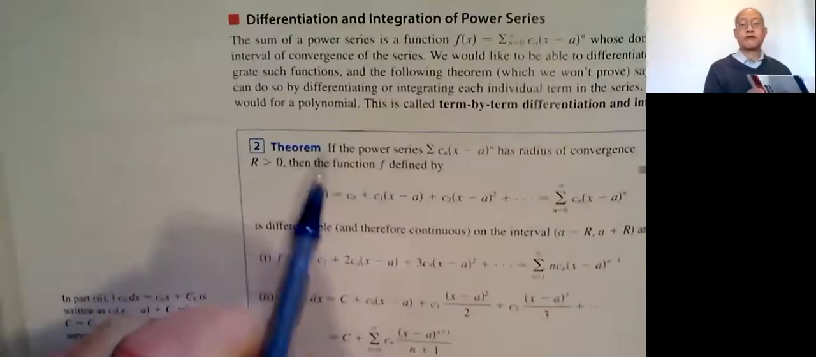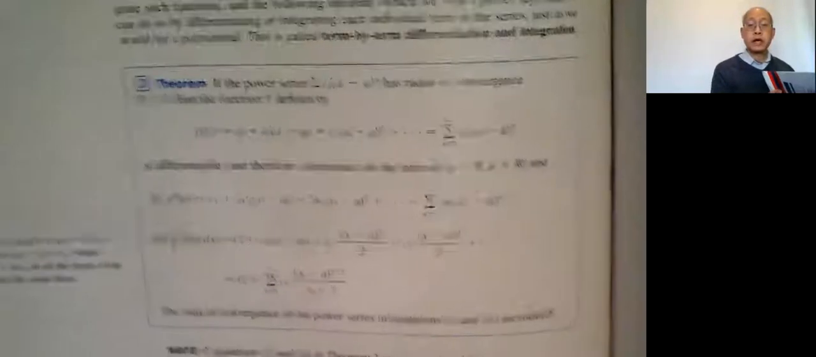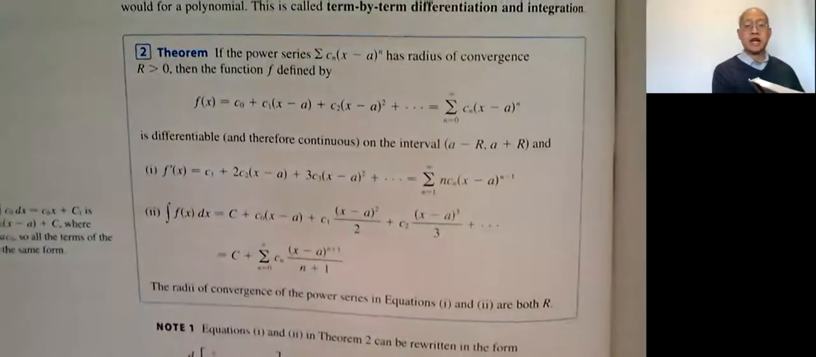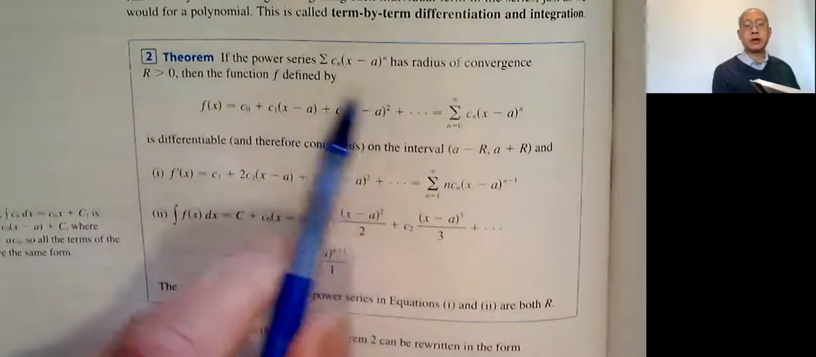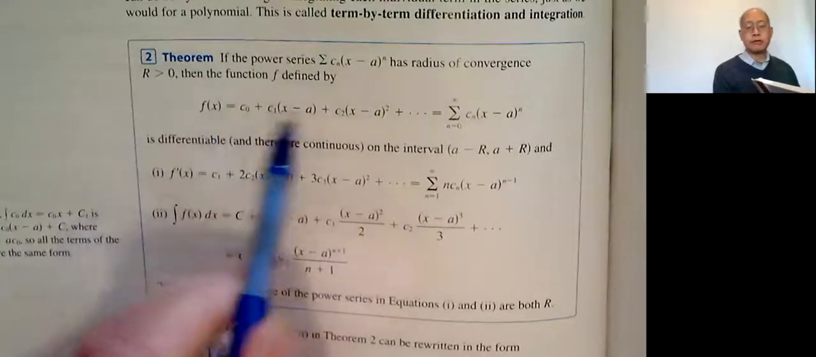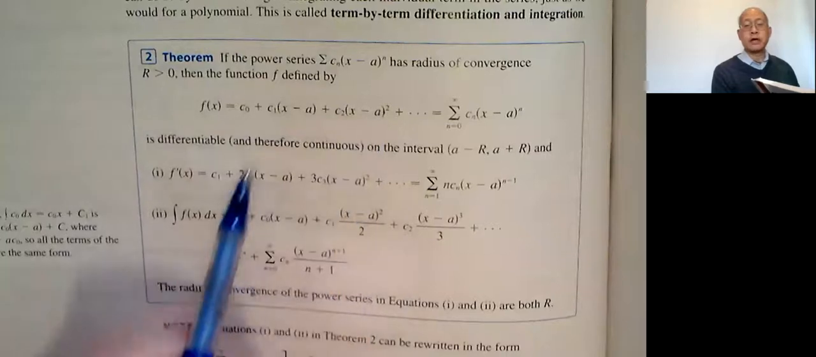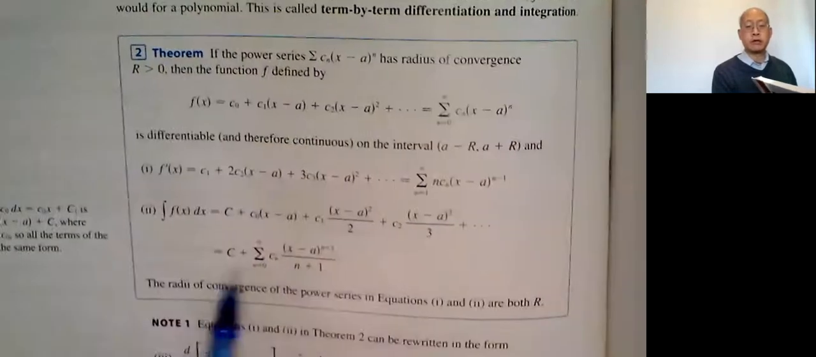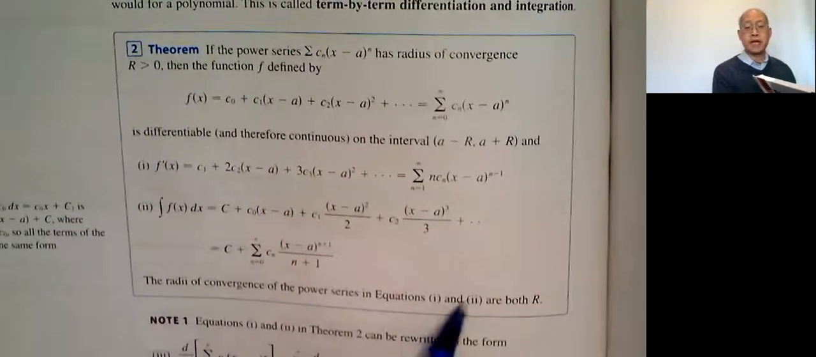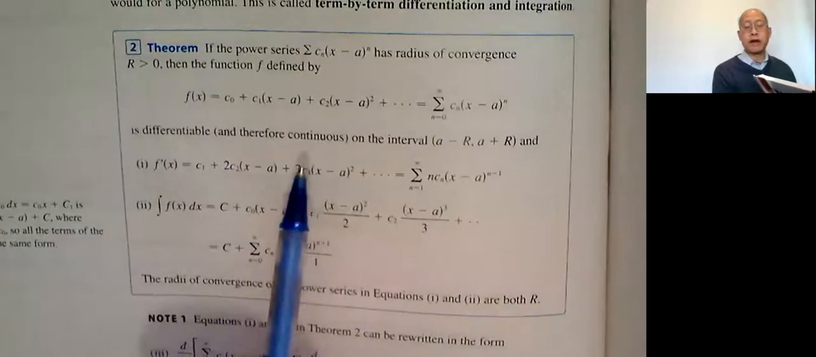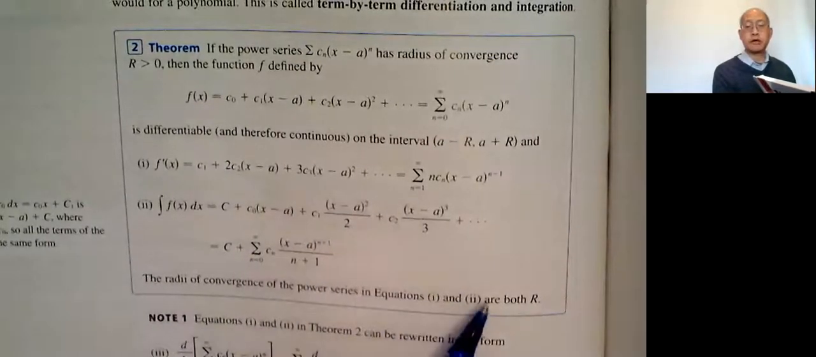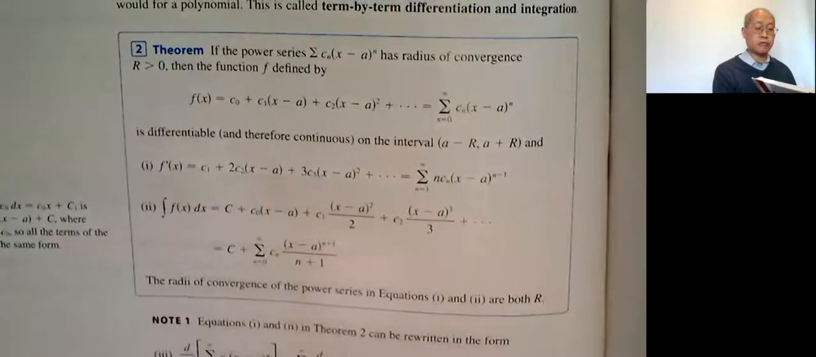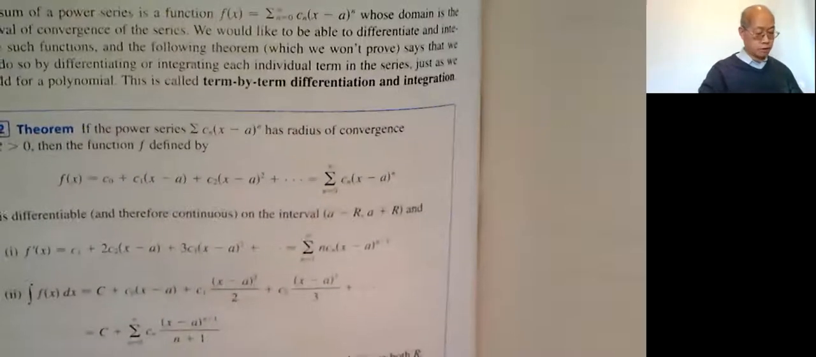Okay, we're going to do term by term differentiation and integration. Page 754. Key item is here. The basic idea is if you have this infinite polynomial, how do you take the derivative? Just differentiate term by term. How do you integrate term by term? The radius of convergence stays the same. So if the original radius of convergence was r, when you differentiate or integrate, you still have the same radius of convergence of r.